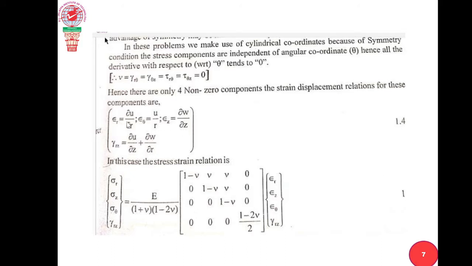Here u is the displacement along the radial direction. Epsilon theta is just u by r, and epsilon z is dou w by dou z, where w is the displacement along the z direction. Gamma rz is the shear strain along r and z, that is dou u by dou z plus dou w by dou r. We also discussed in module number 1 the stress-strain relation directly: sigma r, sigma z, sigma theta, tau rz equals E by 1 minus mu, 1 minus 2 mu, times this matrix.